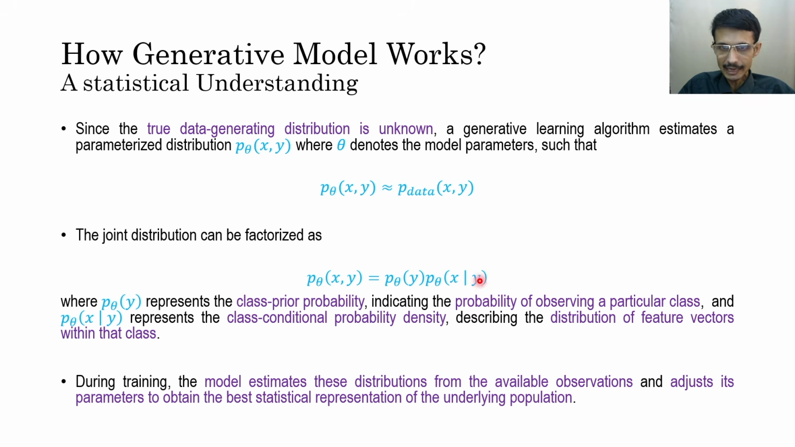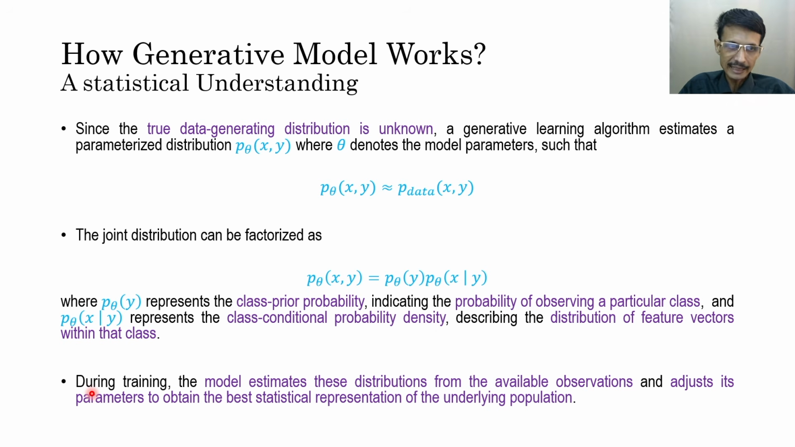Now, given this class y, what is the distribution of feature vectors within that class? So it's the class conditional probability density. Actually, what does a density function mean? It is the probability density given the distribution, given the class. For that particular class, what is the probability density? So it's called the class conditional probability density.